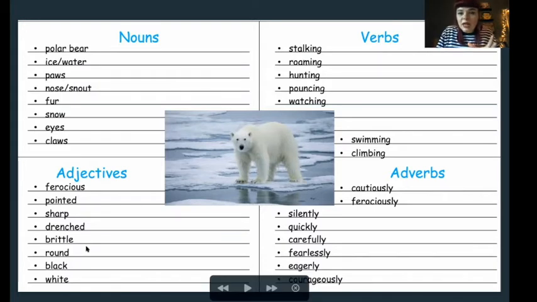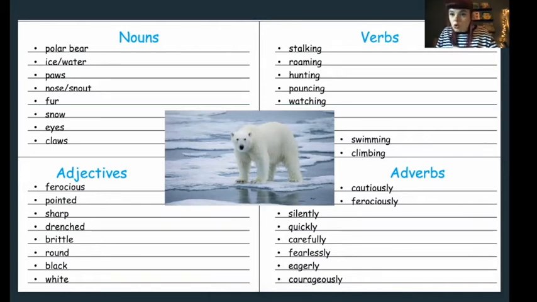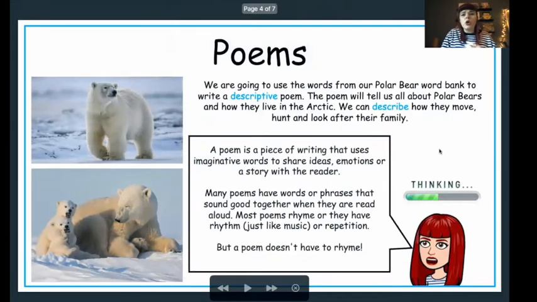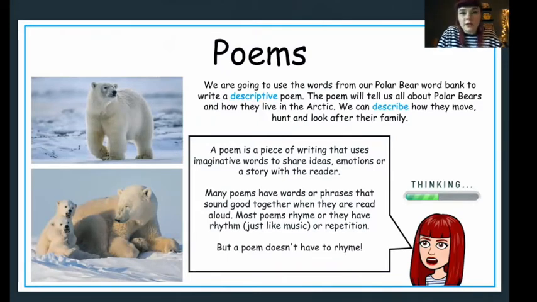So a noun and an adjective tends to go together, so the pointed claws. You might also notice that verbs and adverbs go together. So you could say that the polar bear was swimming cautiously. So an adverb and a verb tends to go together too. Now we're going to use our knowledge of that to write our own descriptive poem. It'll tell us all about polar bears and how they live in the Arctic. We're going to describe how they move, how they hunt, how they look after their family.